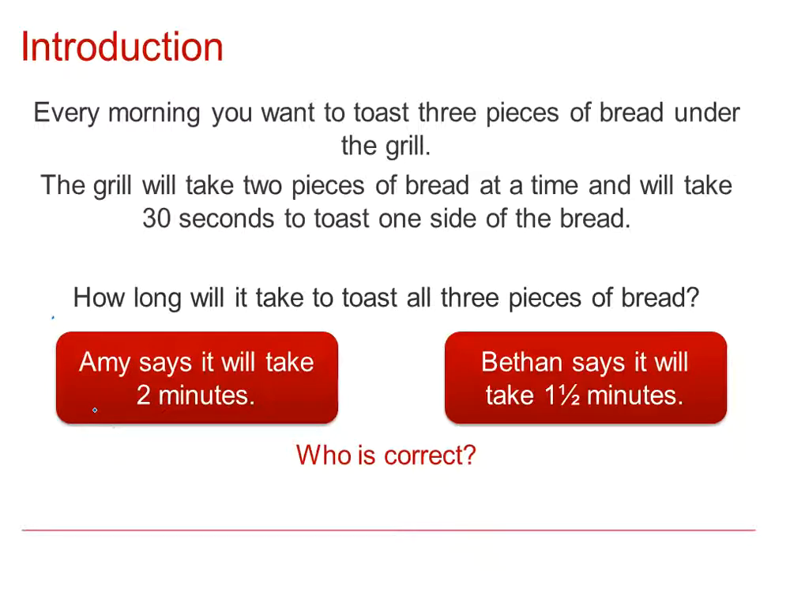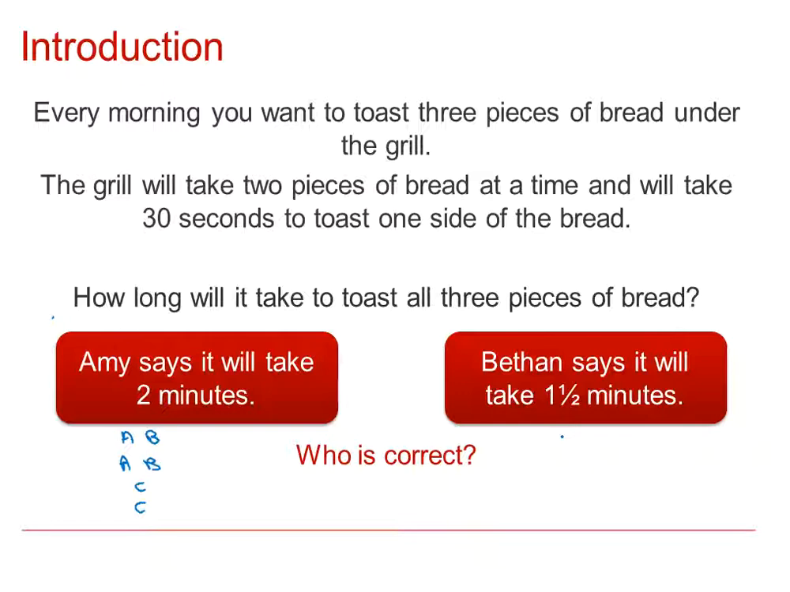So if we call the bread A, B, C, how has Amy come up with 2 minutes? Amy has put slices A, B together, and then she's turned them over to do the other side of A and B. Then she's put C under on its own, and then she's turned C over to do the other side of C. So that's 30 plus 30 plus 30 plus 30, 2 minutes.